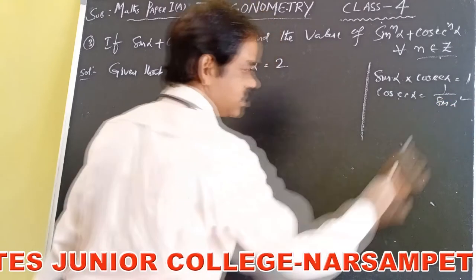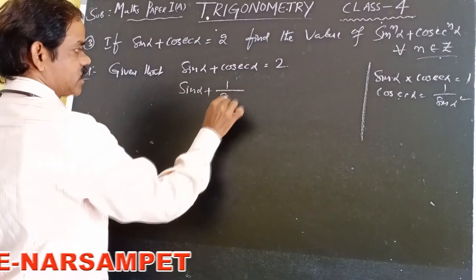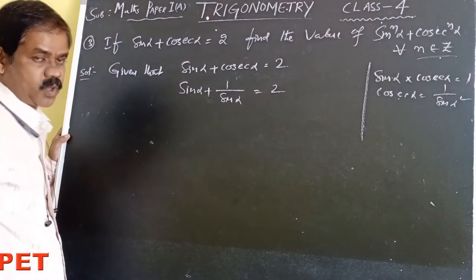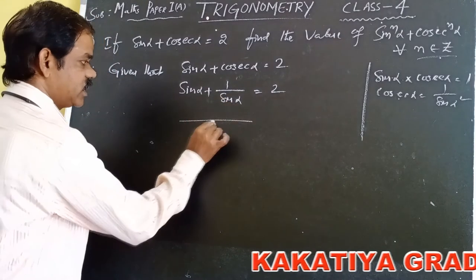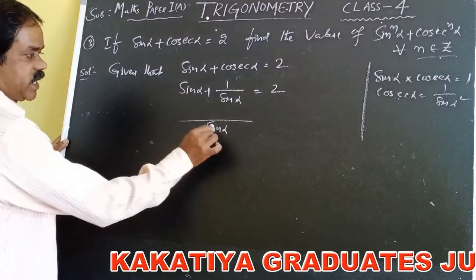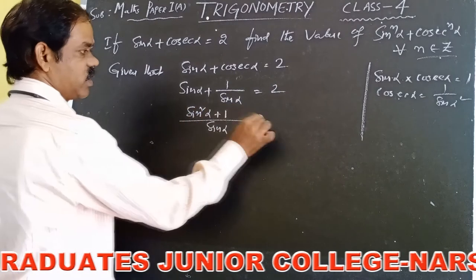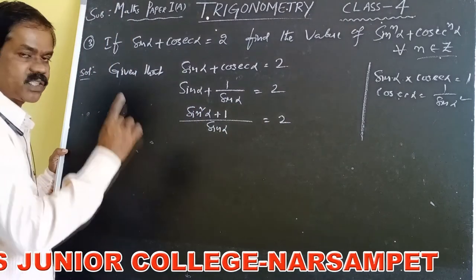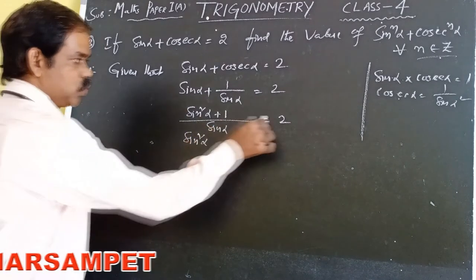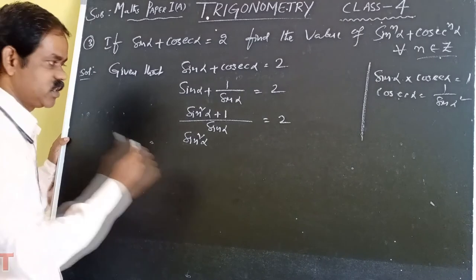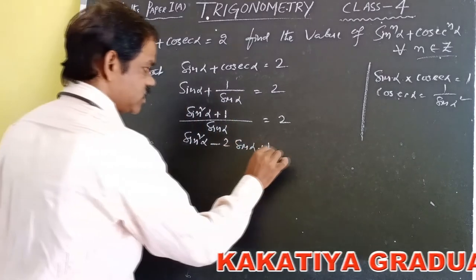Is it right? So write down here: sin alpha plus 1 by sin alpha is equal to 2. Next, taking LCM sin alpha. Sin alpha into sin alpha, sin square alpha. So sin square alpha plus 1 is equal to 2 sin alpha. Next, doing cross multiplication, you get sin square alpha, and 2 into sin alpha, how much? 2 sin alpha. Taking it to the left side, this becomes minus 2 sin alpha plus 1 is equal to 0.